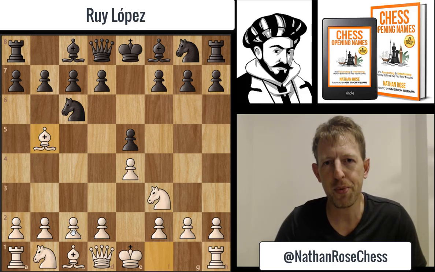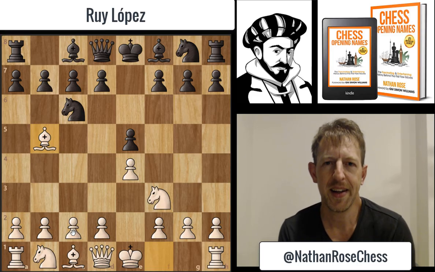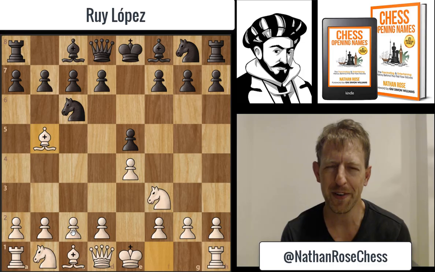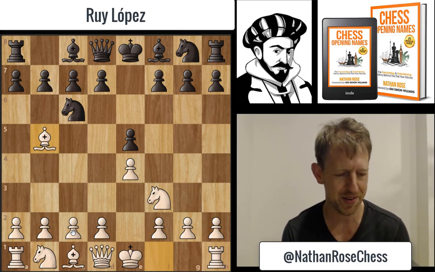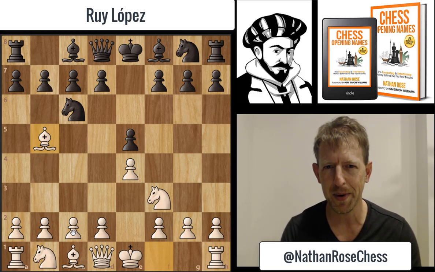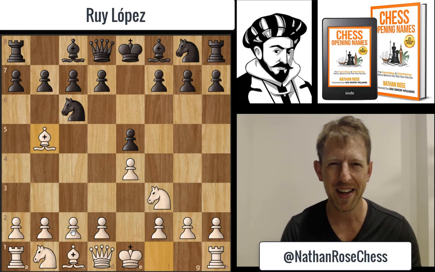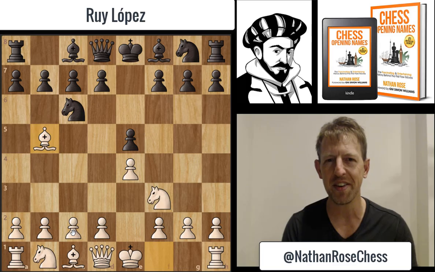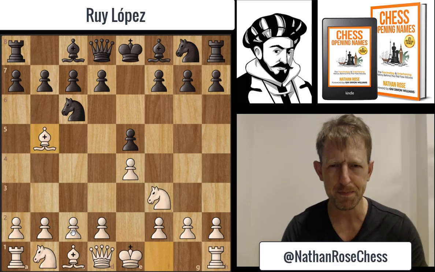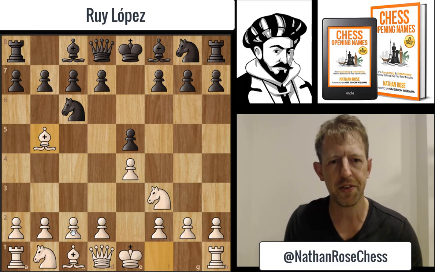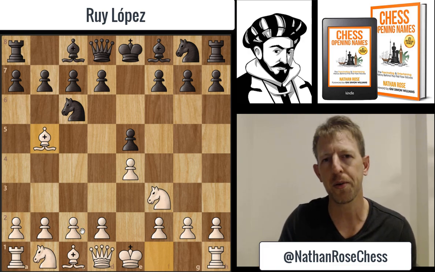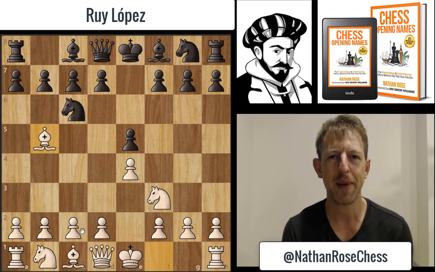Well, he was a Spanish priest who lived in the 16th century, so that's the 1500s. His exact date of birth and date of death are not reliably attainable, but the most common sources put him at circa 1530 to 1580 as being his lifespan. And being from Spain, this series of moves is also sometimes known as the Spanish opening.